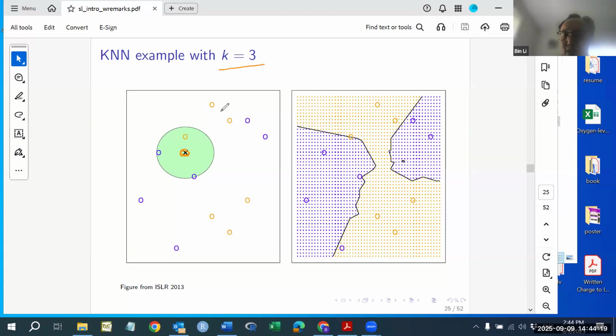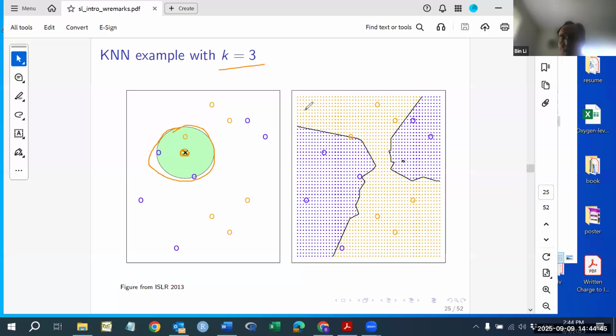Let's say K equals 3. Then we find the 3 closest neighbors, which are these. And then we see their class labels. So we have 2 blue and 1 orange. So what should we predict here? Of course, we should predict blue because we go with the majority vote, right? So that's why we predict blue here.